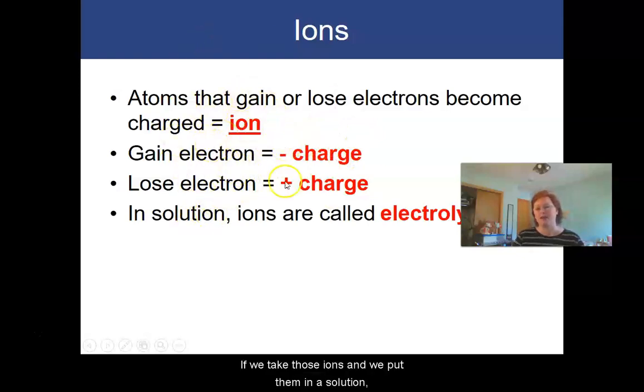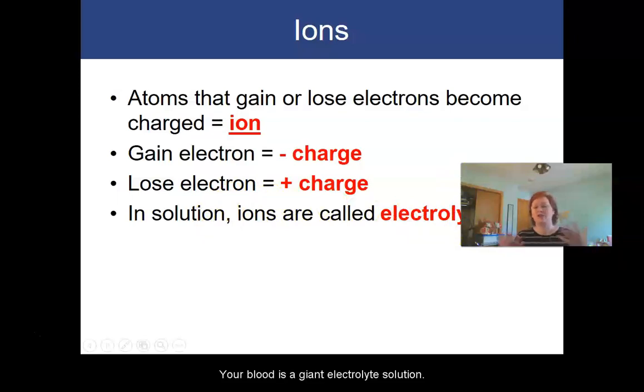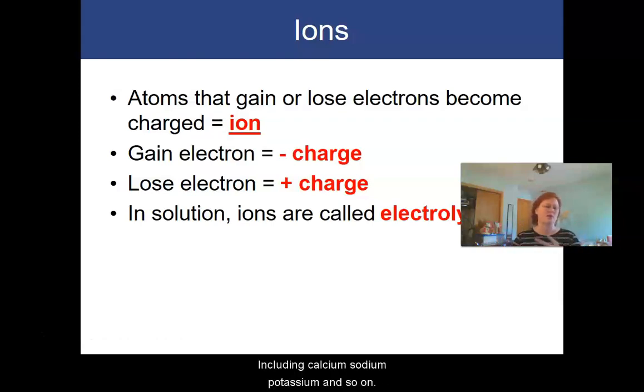If we take those ions and put them in a solution, we call that an electrolyte. So electrolyte solutions have ions in them. You probably drink electrolyte solutions from time to time if you've ever had something like Gatorade or Powerade. Those are kind of salty tasting solutions because they have ions in them. So those are those electrolytes. Your blood is a giant electrolyte solution. You have lots of ions floating around, including calcium, sodium, potassium, and so on.